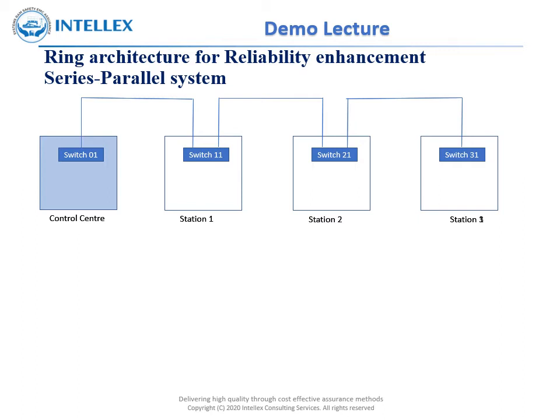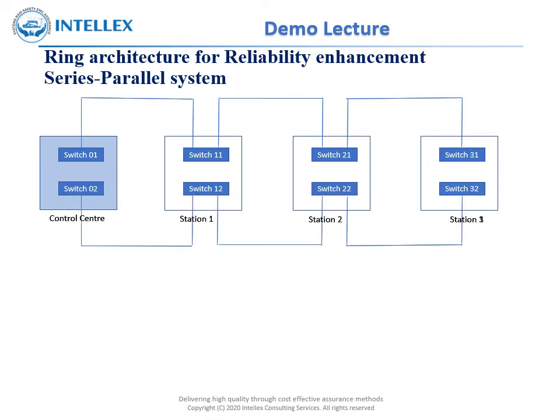Now let us consider the railway communication system discussed earlier. To improve the reliability of the communication system, a ring architecture is employed. In this architecture, one additional communication switch is provided at each station, and these switches are connected by an alternate communication medium. Provision of two paths of communication ensures that failure in one path will not cause a communication failure.